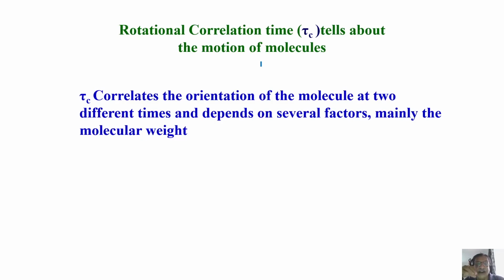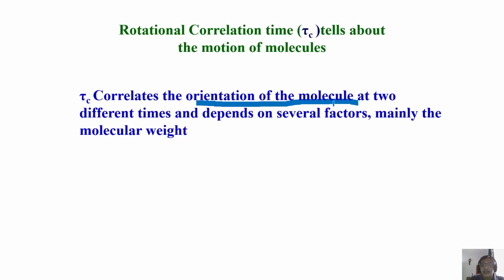The rotational correlation time is another term. Tau c is nothing but the time required for the molecule to undergo rotation by 1 radian. If the molecule undergoes rotation by 1 radian, how much time does it require? That is called correlation time. The definition of correlation time is the time required for the molecule to undergo rotation by 1 radian. And that's what it is.